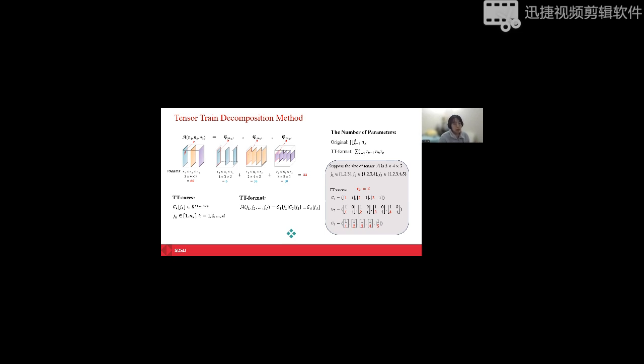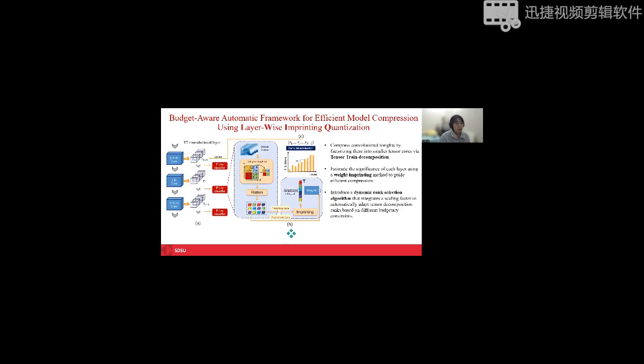Then, from the formula of parameter calculation, we see that the rank is important in determining how many parameters are left after tensor-train decomposition. The lower the rank, the fewer parameters. However, the rank value has a big impact on everything from the model's accuracy to its computational complexity and how well it converges, which could lead to either overfitting or underfitting. So I designed a budget-aware automatic framework.